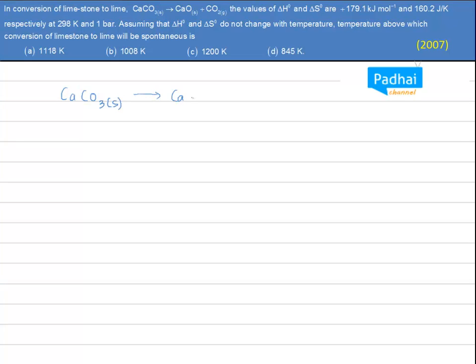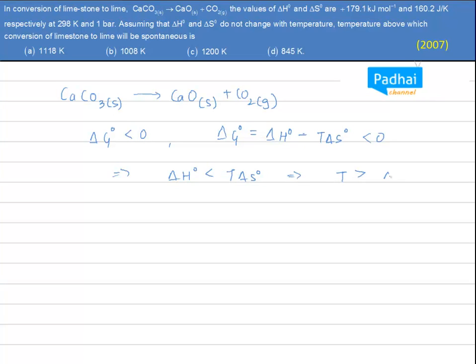So for this reaction to be spontaneous, what should be the condition? Delta G naught should be less than 0. It should be negative. But we know that delta G naught is given by delta H naught minus T delta S naught. Now this should be less than 0, or I can write it as delta H naught should be less than T delta S naught. Or I can again take that the temperature should be greater than delta H naught by delta S naught. Is that right?